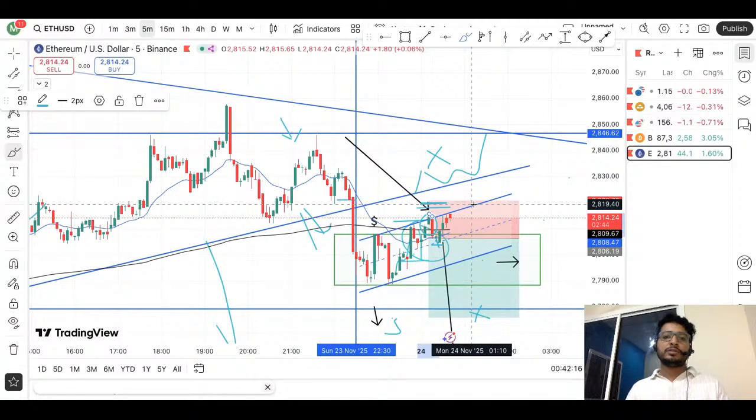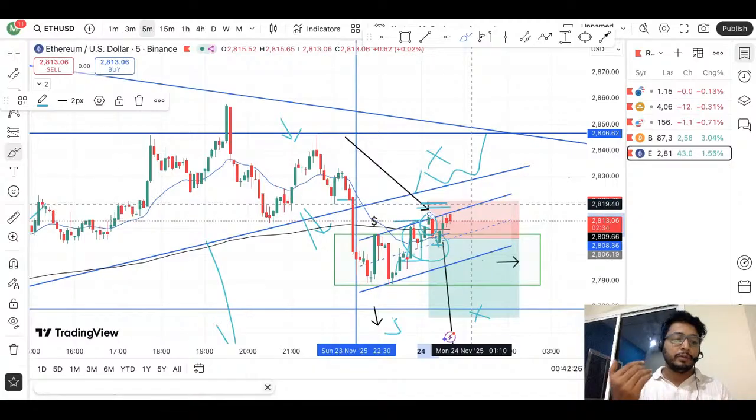That doesn't matter, because as long as we follow our risk management and we follow the position size, our psychology is intact. There is no need to worry about anything. Over a period of time, you will become profitable. All right.